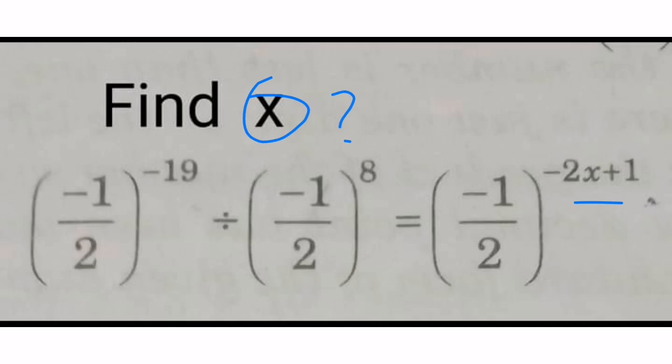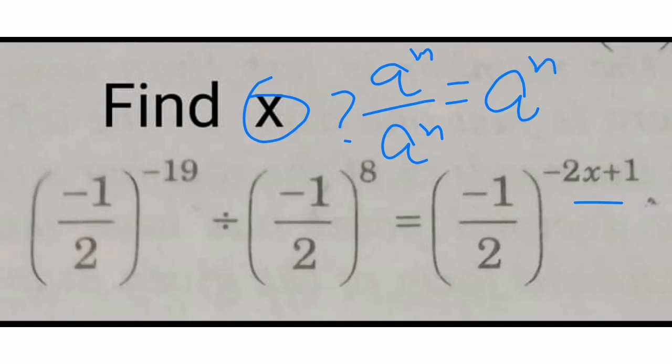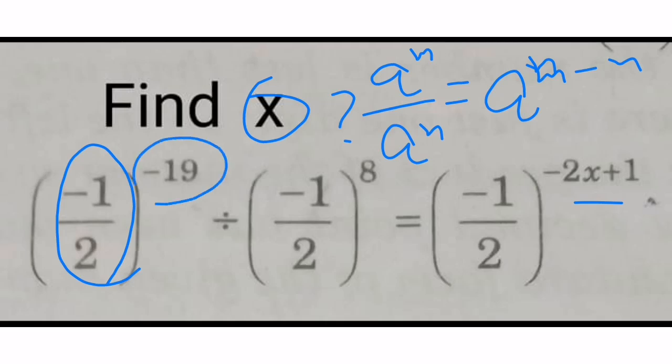Now by using the result a^m divided by a^n is equal to a^(m-n). Here a is equal to -1/2, this is the base. m is -19, n is 8.